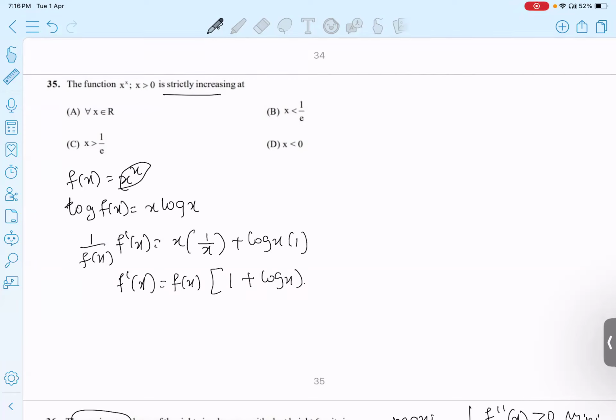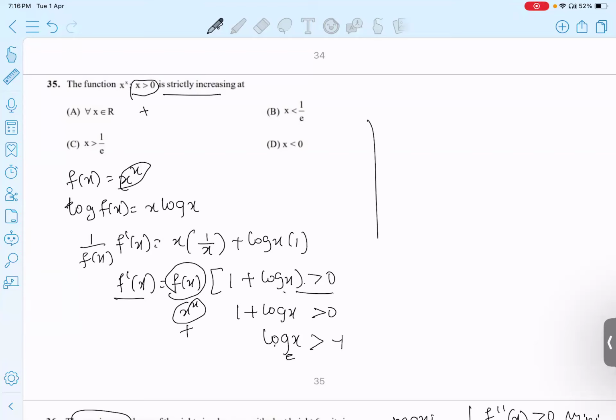They have given that it is strictly increasing and x is greater than 0. f of x is nothing but x to the power of x. If x is greater than 0, I can consider only the positive values, so x power x will be positive. Strictly increasing means f dash of x is greater than 0. So 1 plus log x should be greater than 0, in the sense log x is greater than minus 1. Nothing has been mentioned, so we'll go for base e.